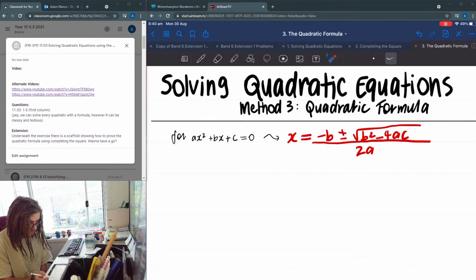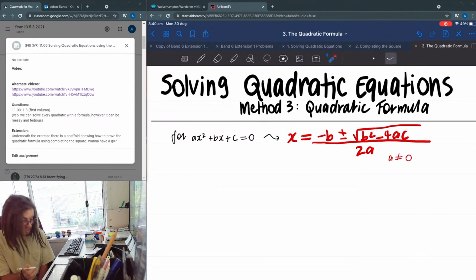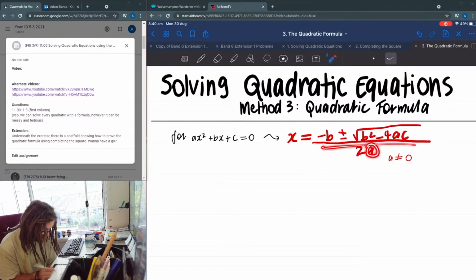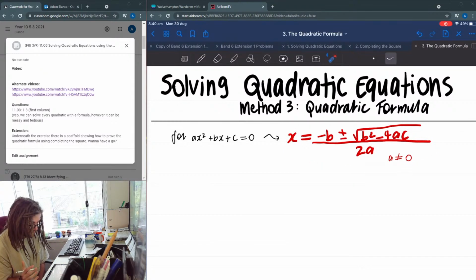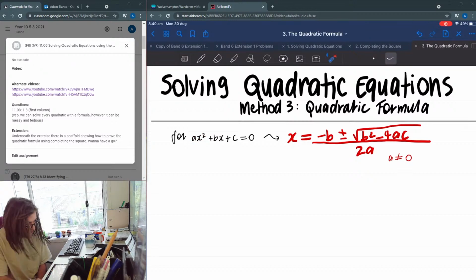A couple of things you can take just from the formula itself. One, a can't equal 0. So I'm going to write that. A cannot equal 0. There's two reasons why a can't equal 0. One is because this would destroy itself. If this was 0, then you can't divide by 0. But the second thing is, if a was 0 in the first place, that means this whole thing would be 0. That means it wouldn't even be a quadratic in the first place. So it wouldn't even have a power 2. So how can I use a quadratic formula on something that isn't quadratic? So that's basically why a can't equal 0.